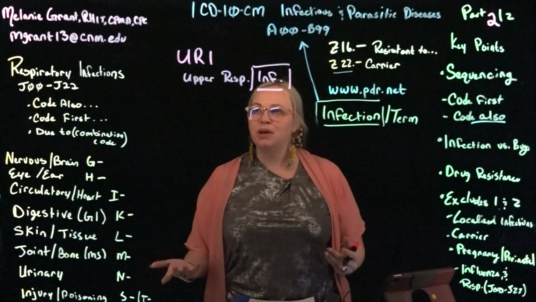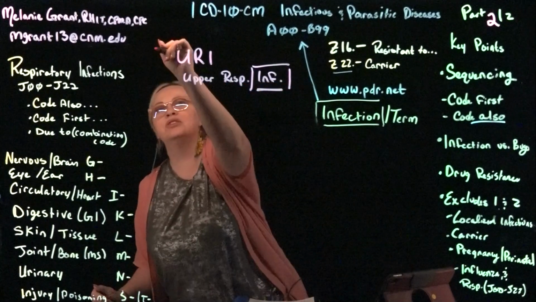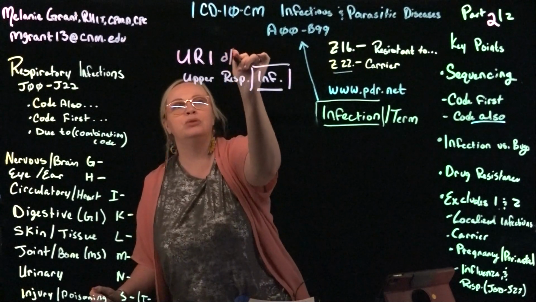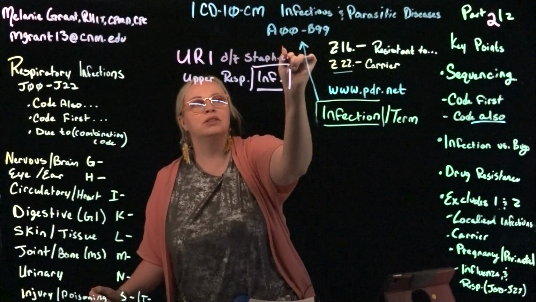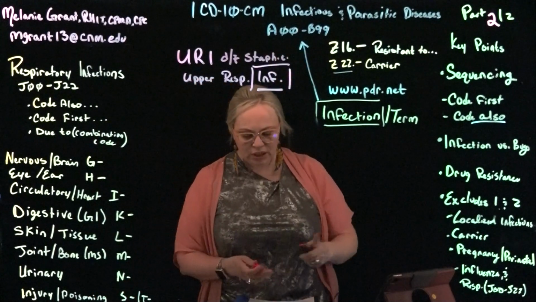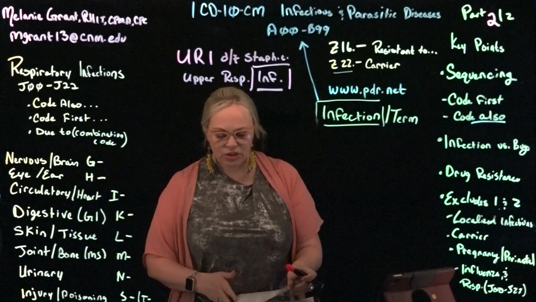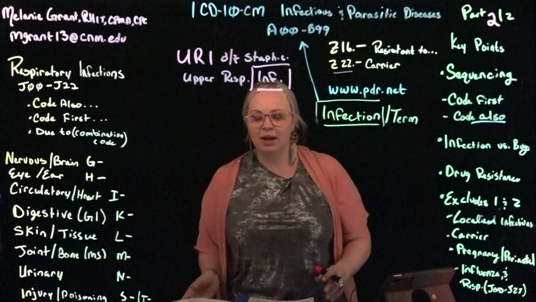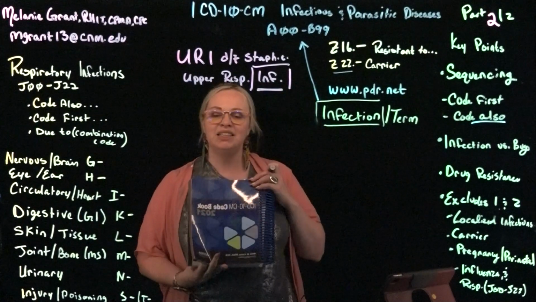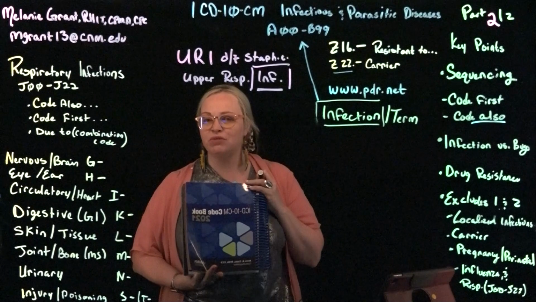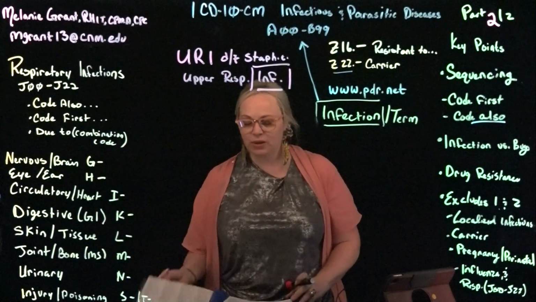Let's say that we have a patient with a Staphylococcus upper respiratory infection. So upper respiratory infection due to Staphylococcus. Okay, we're first going to look at the term in our alphabetical for infection. And this carries over several pages. I am, just to remind you, if you haven't seen the first video, I'm in ICD-10-CM 2020 edition from AHIMA for my code book, and I'll list the page numbers as we go along.